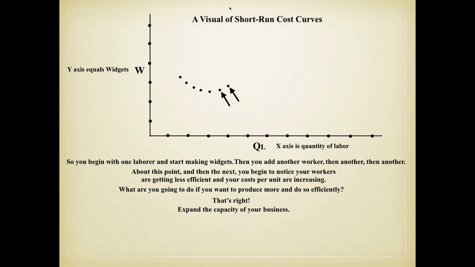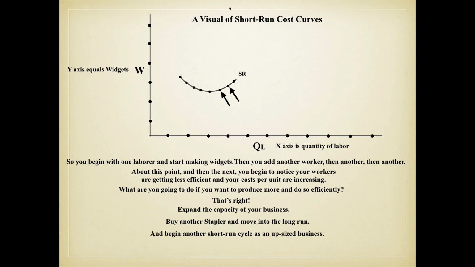That's right. Expand the capacity of your business. This is the short-run average cost curve we're looking at here. Buy another stapler and move into the long run and begin another short-run cycle as an upsized business. This second cycle here indicates you've gone into the long run.